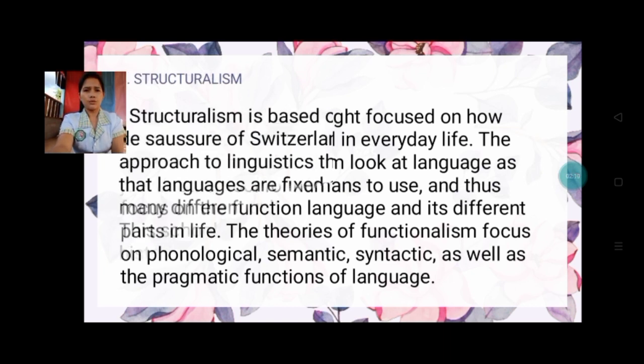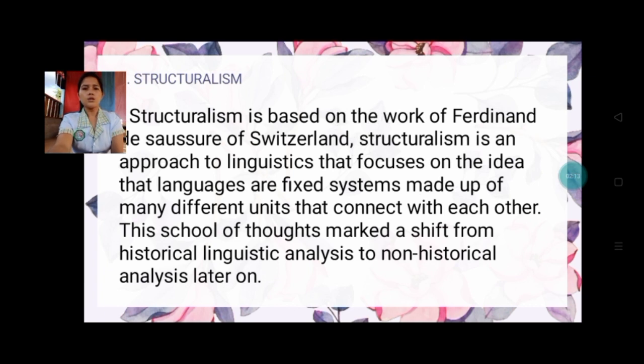And there are third, structuralism. Structuralism is based on the work of Ferdinand de Saussure of Switzerland. Structuralism is an approach to linguistics that focuses on the idea that languages are fixed systems made up of many different units that connect with each other. This school of thoughts mark a shift from historical linguistic analysis to non-historical analysis later on. Structuralism is a mode of knowledge of nature and human life that is interested in relationship rather than individual objects.